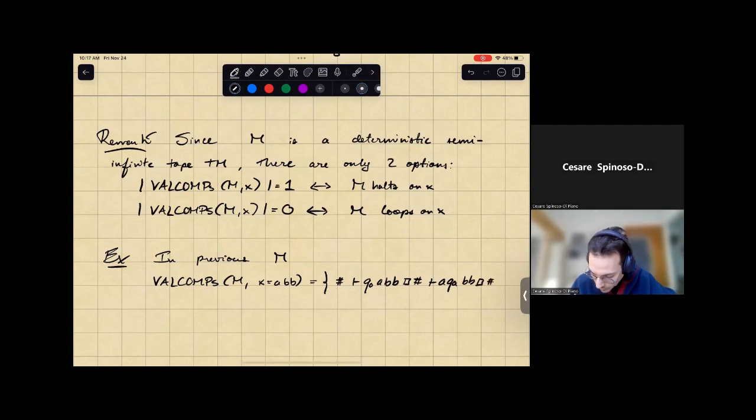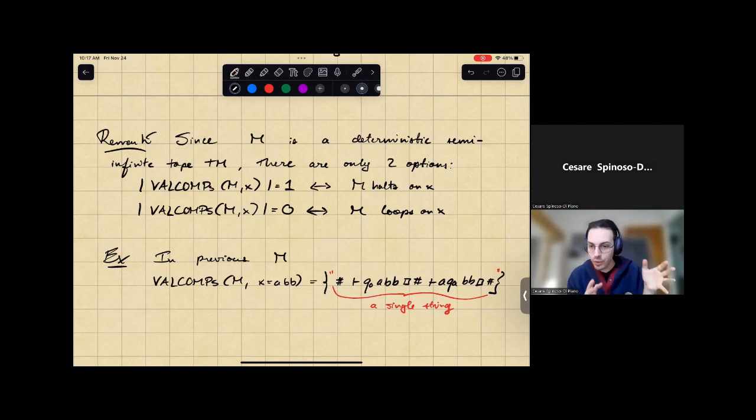Okay. And this is a single string, right? So I think maybe this is confusing to some students. This is a single string. Single string. But it's composed of substrings, like any other string. Okay. And so this is when M halted on X, right?